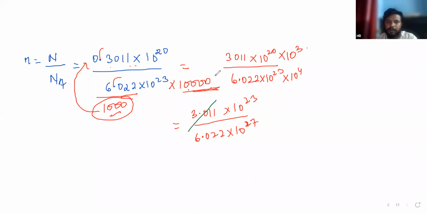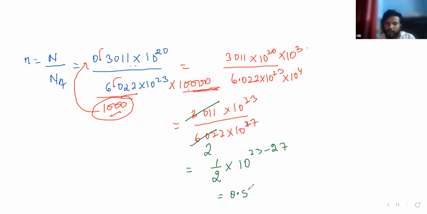Now, I just got it wrong, the decimal we have already calculated. Now this will be cancelled by 2 times, 1 by 2, and 1 by 2 into 10 raised to the power 23, and when it moves to numerator it will be minus 23 minus this, then 1 by 2 equals 0.5 into 10 raised to the power minus 4 moles.